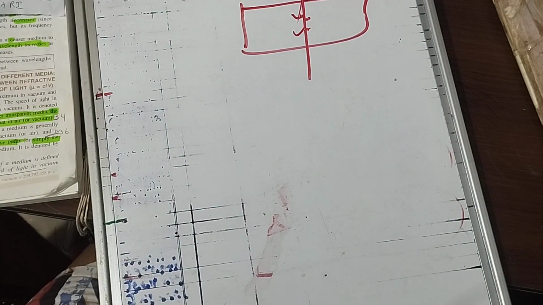Next, the laws of refraction are there. Let's start that also. What is the first law? The incident ray, the refracted ray, and the normal at the point of incidence all lie in the same plane. And the second one is that the ratio of the sine of the angle of incidence i to the sine of the angle of refraction r is constant for the pair of given media.